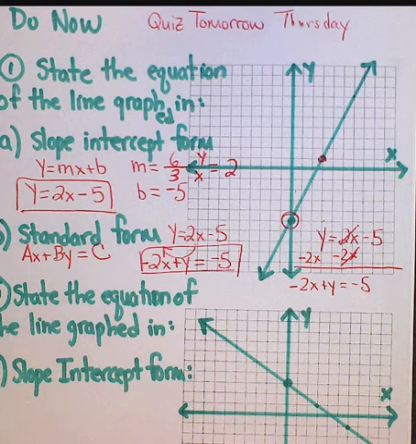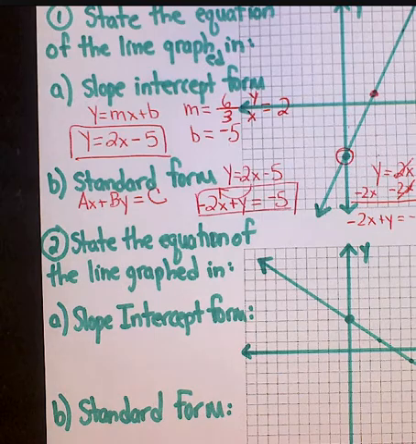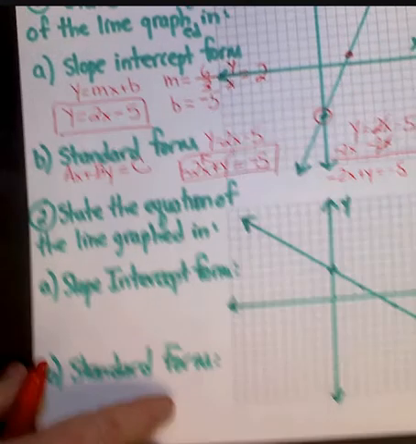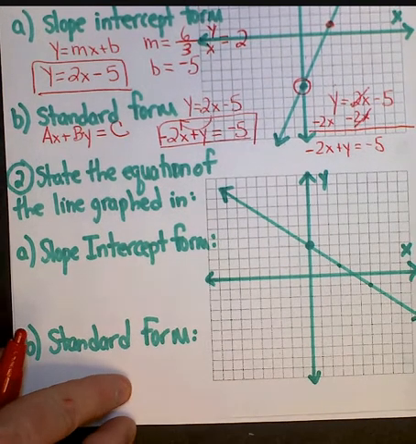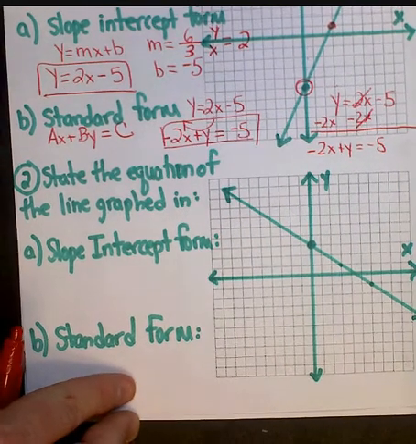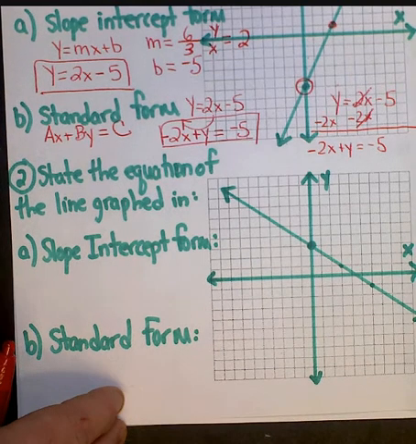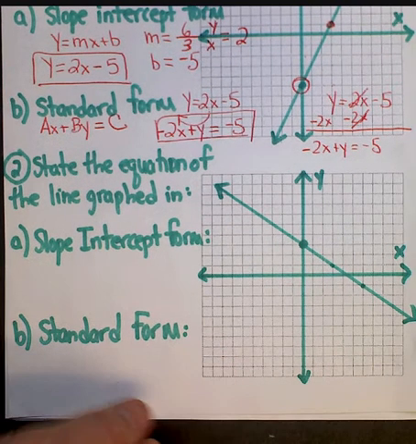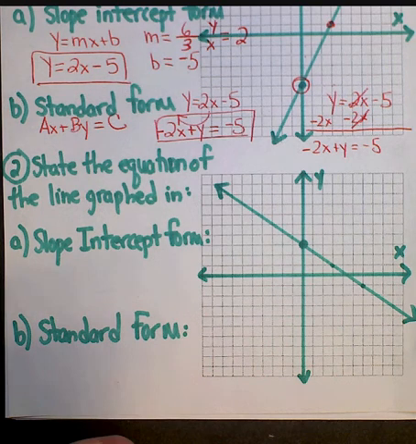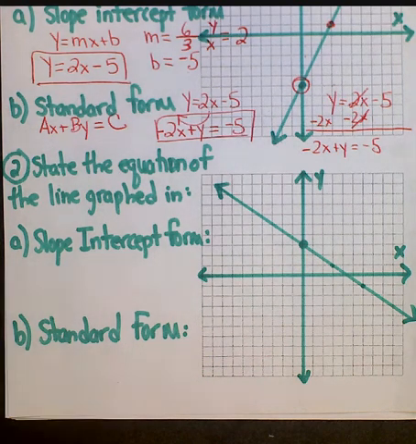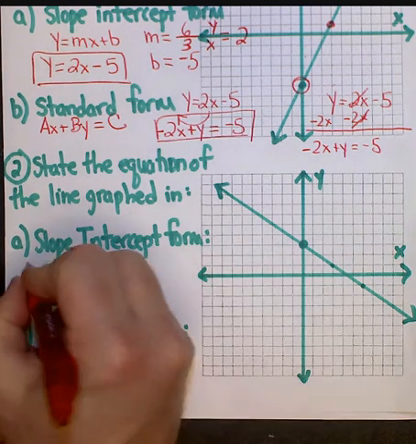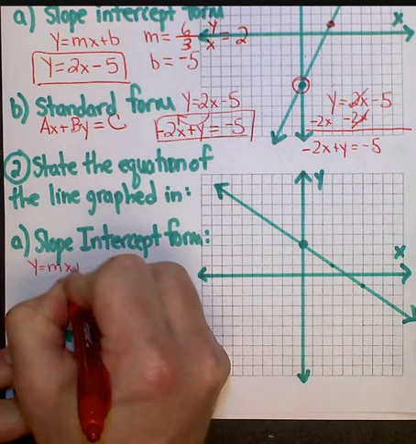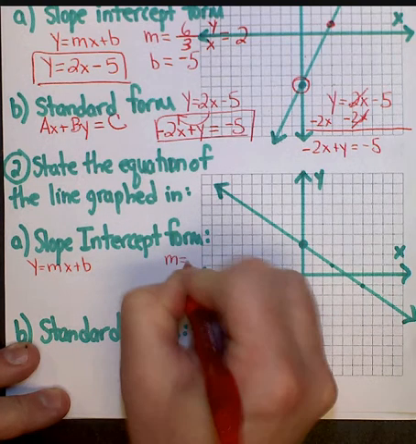All right, let's take a look. So when we go to do this second question now, we're going to try to go with the slope-intercept form and standard form. Again, for slope-intercept form of a line, we have to know the equation y equals mx plus b. We need to find out what m is, and we need to find out what b is.